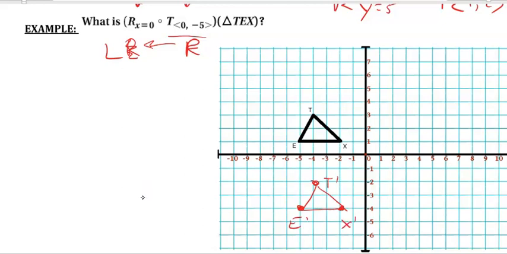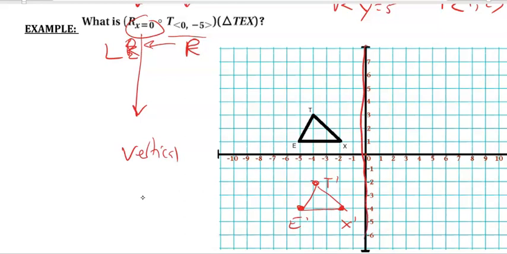And then now it says reflect over x equals 0. X equals, is that vertical or horizontal? Vertical. So that's going to be a vertical line going through 0. So we go over here, and that's our line. And now we just need to reflect over it.